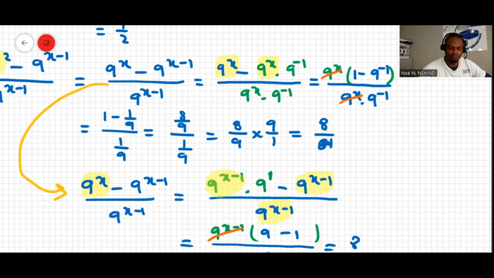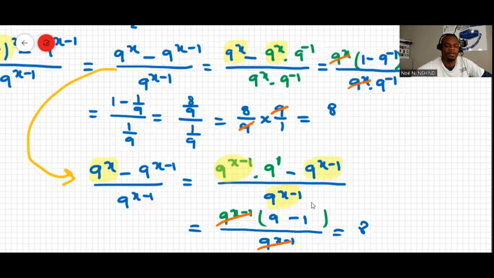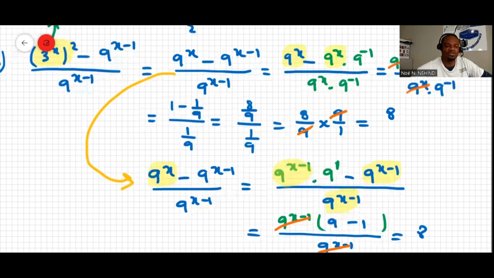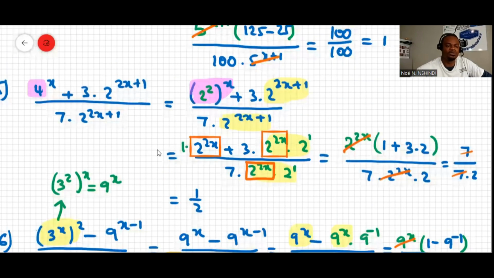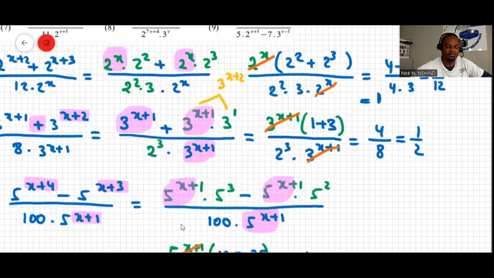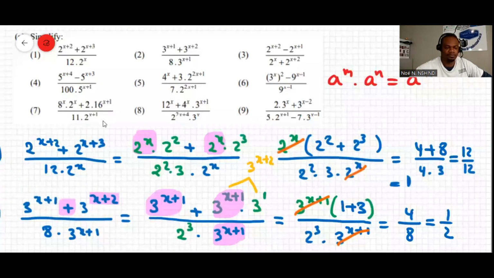Because 9 and 9 will be simplified, and the answer will be 8 here, same as here. Alternatively, we can do that. So the same way we did question 6, you can also go over and do question 7. They're really similar. Question 7, even question 8 and question 9. So maybe I'll leave 7 and 8 for you to practice.